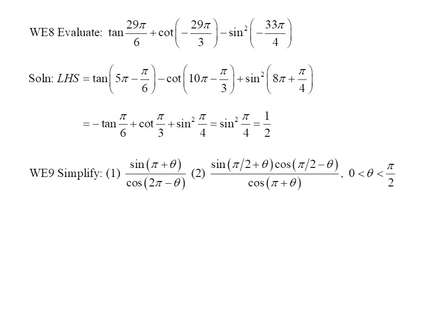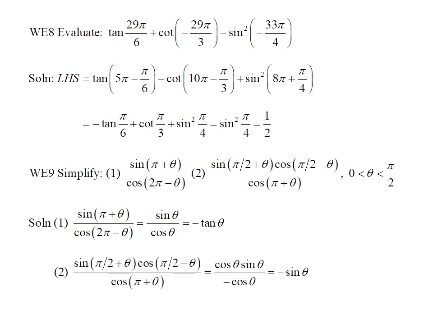Example 9 is to simplify two trigonometry expressions, given that theta is between 0 and pi over 2. As for the first expression, it is simplified using the supplementary relation to the ratio of negative sine theta to cosine theta, which is negative tangent theta. As for the second expression, it is simplified using both complementary and supplementary relations. So the expression is simplified to cosine theta times sine theta over negative cosine theta, which equals negative sine theta.